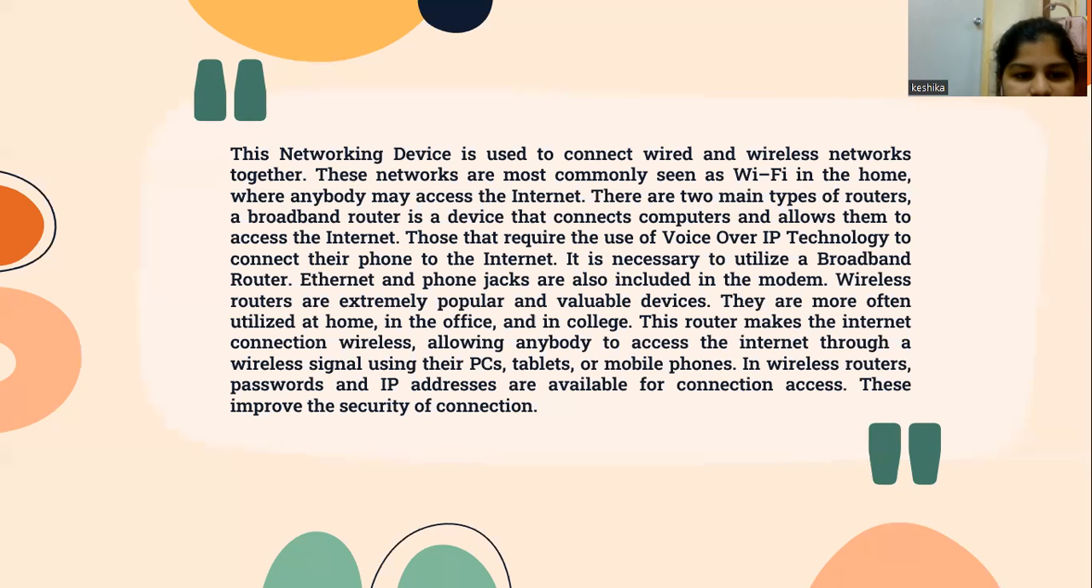Wireless routers are extremely popular and valuable devices. They are more often utilized at home, in the office, and in college. This router makes the internet connection wireless, allowing anybody to access the internet through a wireless signal using their PCs, tablets, or mobile phones. In wireless routers, a password and IP address are required for connection access. This improves the security of the connection. That's all for me. I will pass it to Yong.